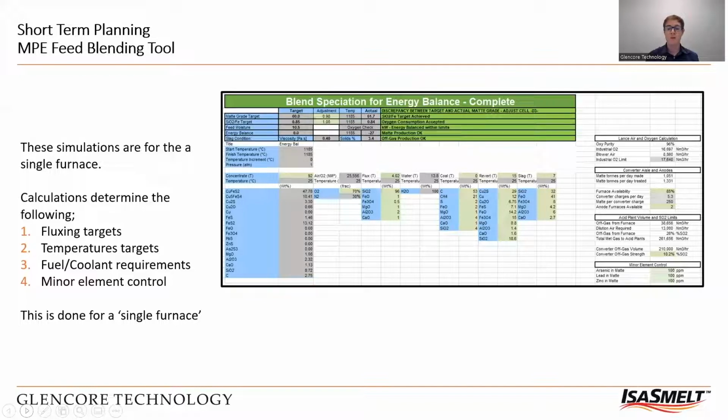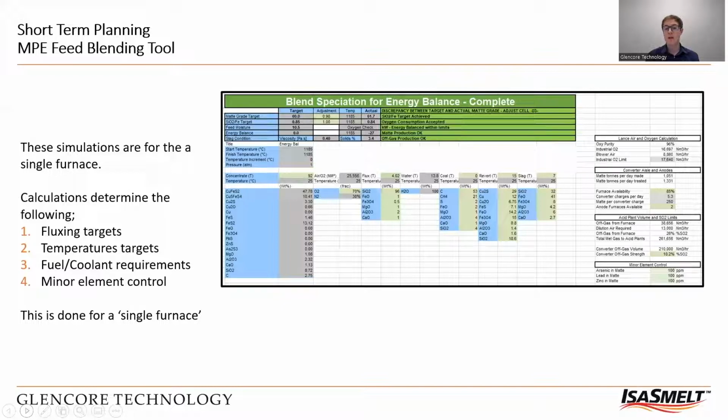So when we get down to those day to day or maybe even week to week, we're just looking at that single furnace doing the single thing and running it really well. So the things we tune are our KPIs and our targets within our furnace. So things like our fluxing targets, our temperature targets, fuel and coolant requirements, and our minor element controllers that hit the required specs for our products.